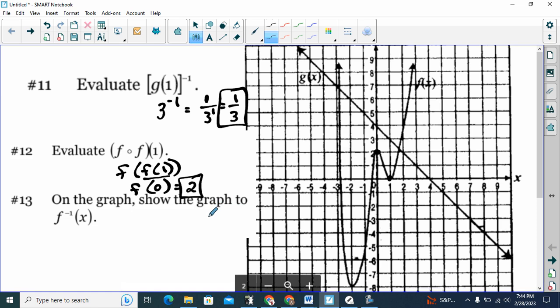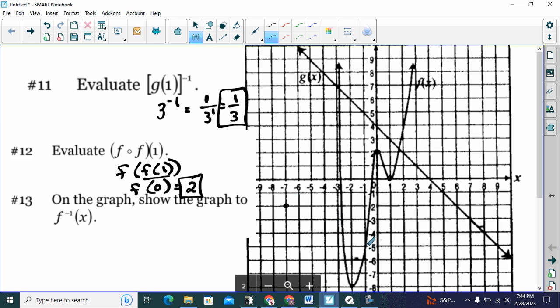And then number 13 says on the graph, show the graph of f inverse of x. To find an inverse function, remember we switch the x and the y. So we're going to take some points, maybe this one right here, negative 2, negative 8, and we switch the x and the y. So instead of negative 2, negative 8, that point is going to be right here at negative 8, negative 2.